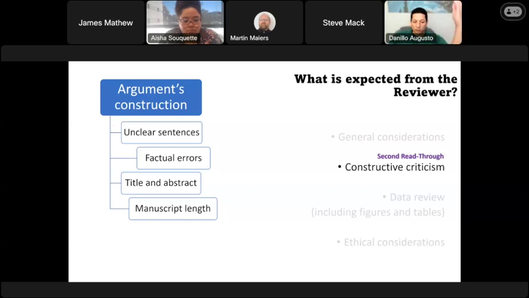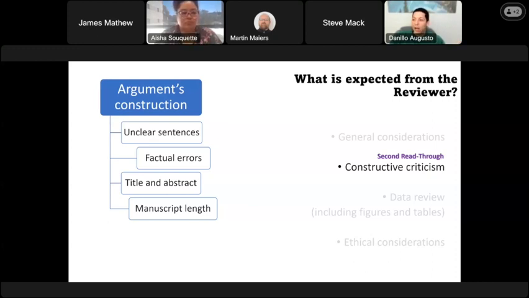Sometimes the paper is extremely well written, but this sentence does not make sense. So you can actually point that out and make a suggestion how to improve it. Or are there factual errors sometimes? This statement, I don't think this statement is true. Maybe it is not really what the original authors of the cited paper actually stated before. So this is an error.